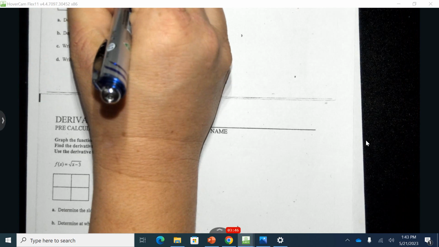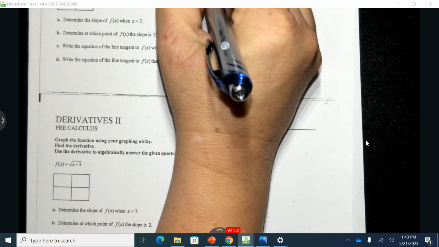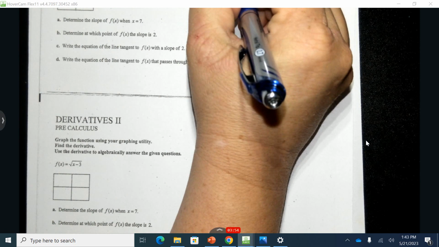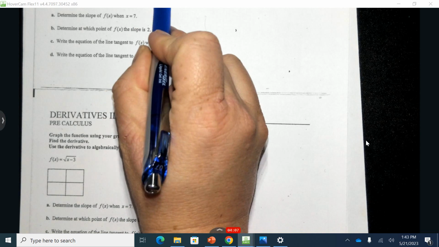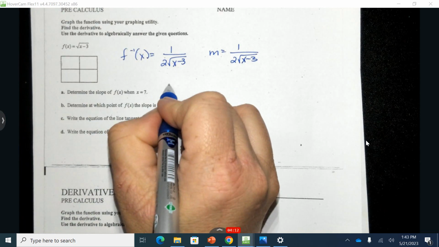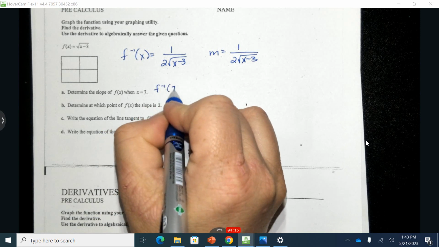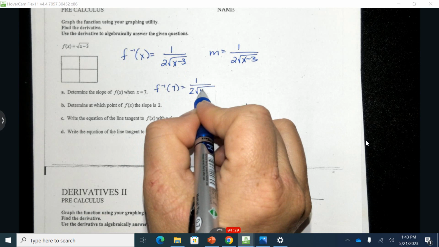So I'm going to come back up here. All right, let's move forward and see what this problem wants us to do. Part A says determine the slope of f of x when x equals 7. So I can simply plug in 7. Oh, you can't see that, sorry. I can simply plug in 7. So when I substitute in 7 here, f prime of 7 equals 1 over 2 times the square root of 7 minus 3. 7 minus 3 is 4. The square root of 4 is 2.